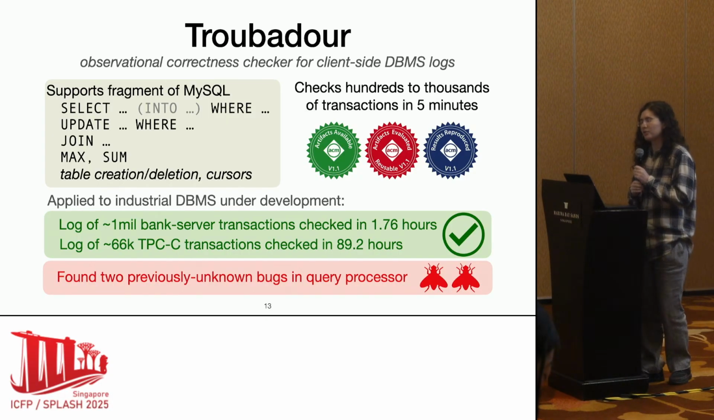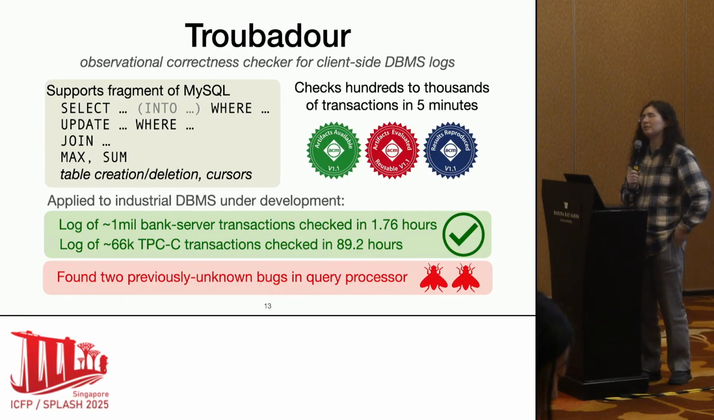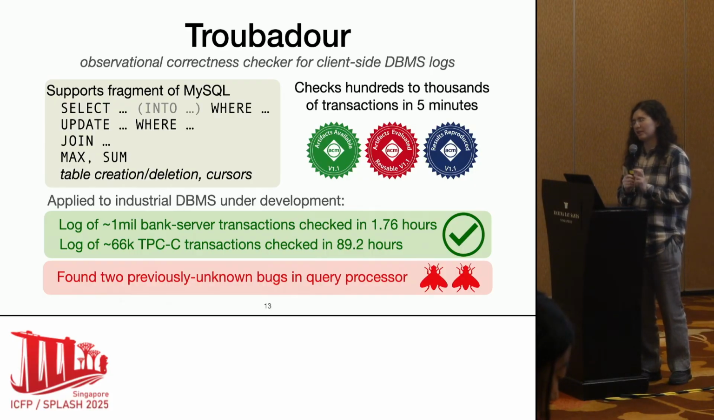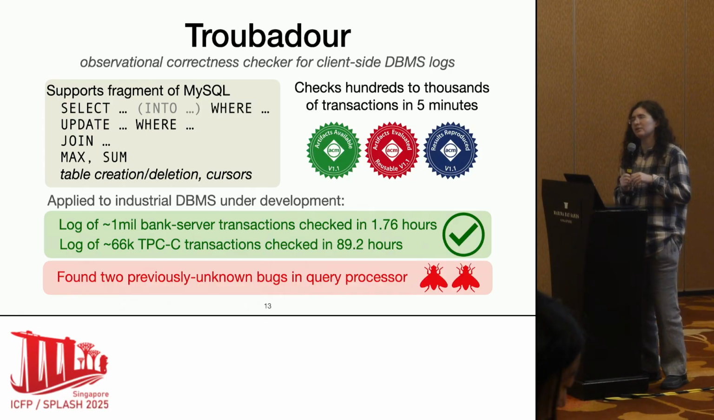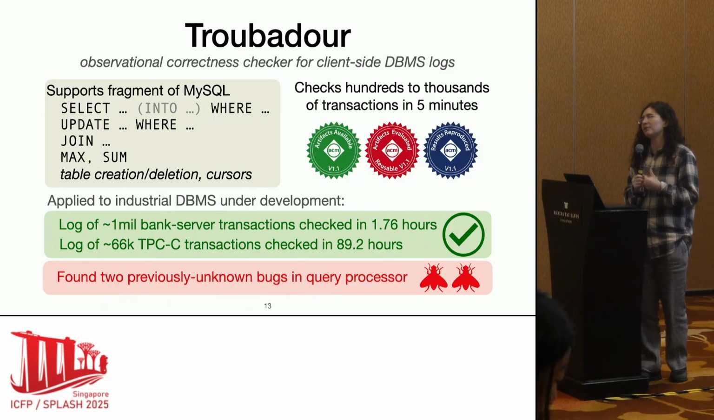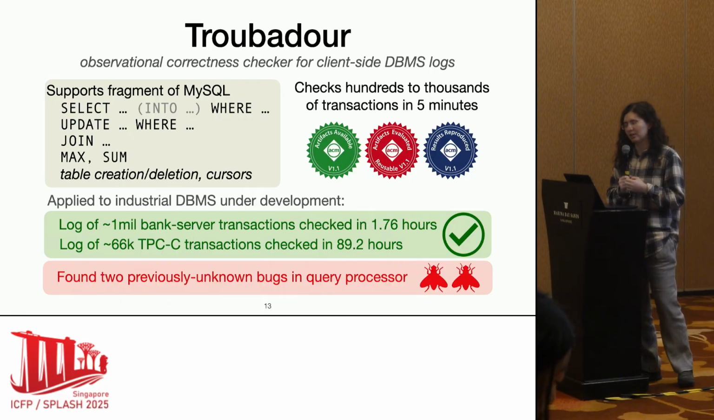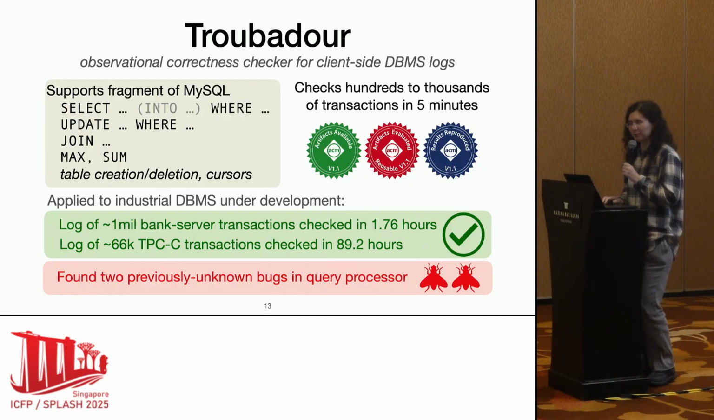And we applied Troubadour to an industrial DBMS under development. It was able to check a log of around 1 million banking application transactions in under 2 hours, and a log of 66,000 transactions from the TPCC online transaction processing benchmark in a little over 89 hours. And in applying Troubadour to this system, we were also able to discover 2 previously unknown bugs in the query processor, which was useful and also pretty cool.